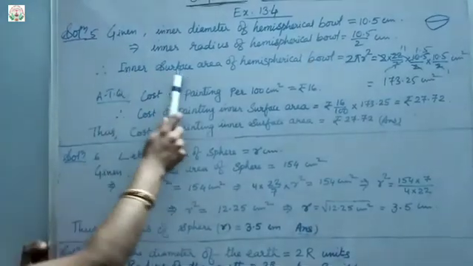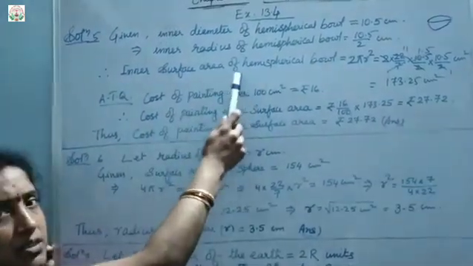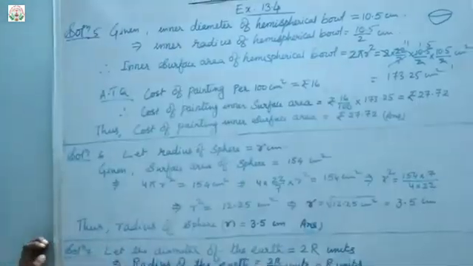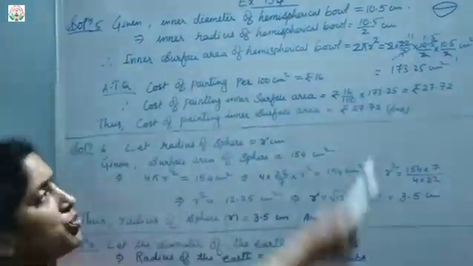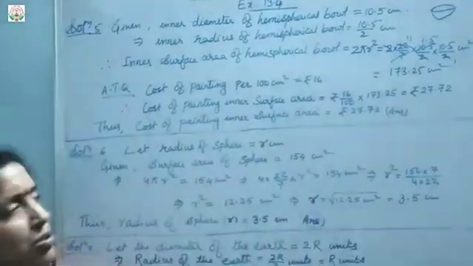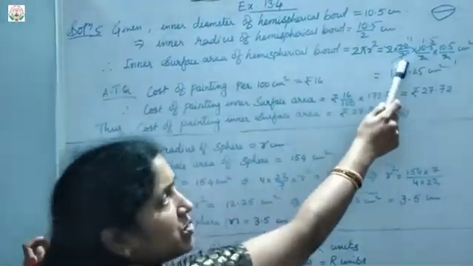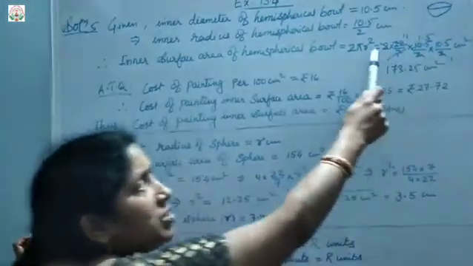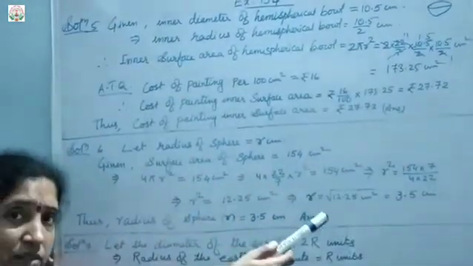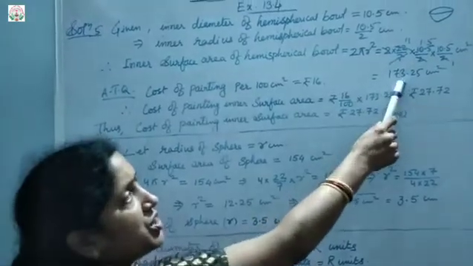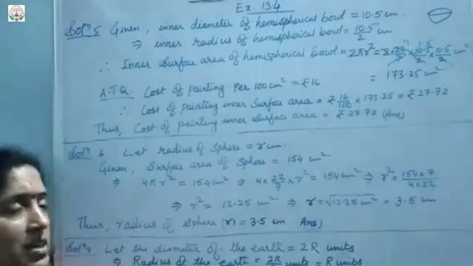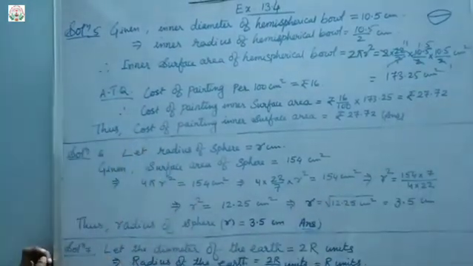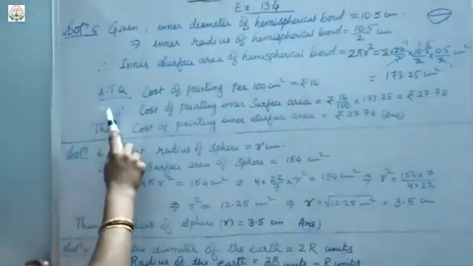Now the inner surface area. Okay. Inner surface area of the hemispherical bowl is 2 pi r square. Now put the value of r there, that is 2 into 22 upon 7 into 10.5 upon 2 into 10.5 upon 2, because r square is given. So 2 times r we will write. So on simplification what we will be getting? 173.25 cm square.